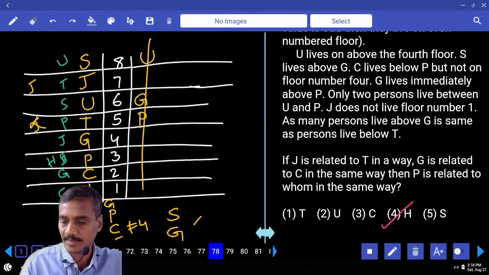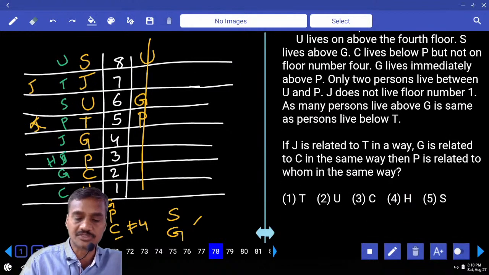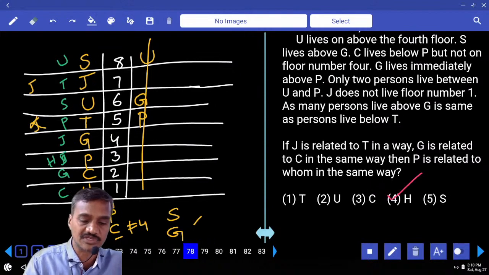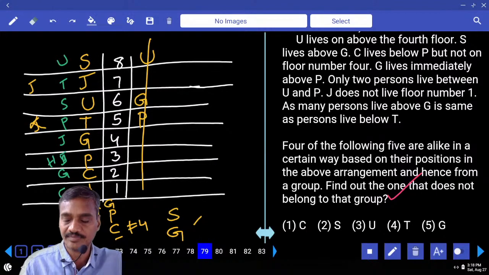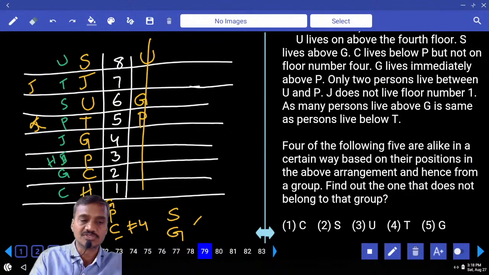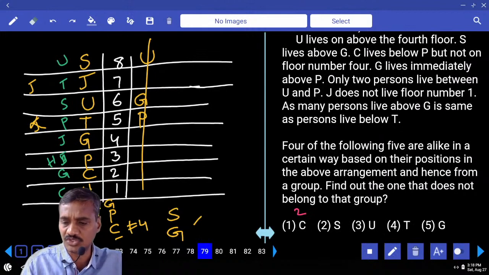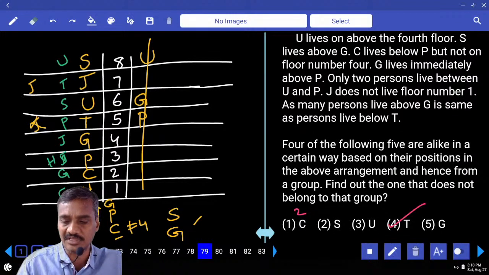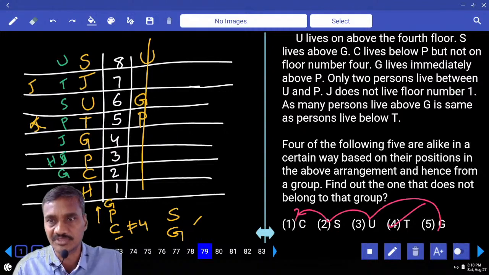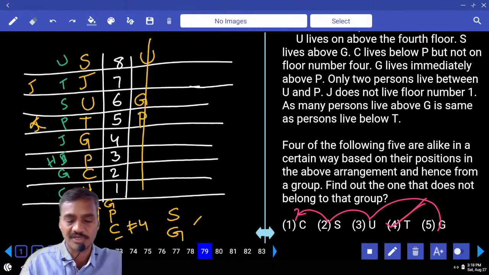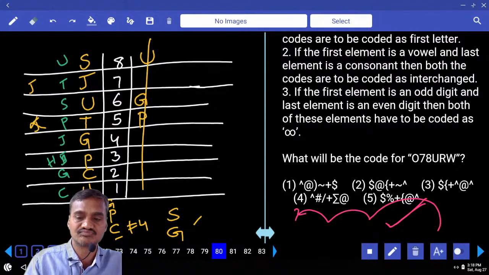Then 78. And if J is related to T, J is 2 floors above this T. G is 2 floors above C. And P is 2 floors above H. Above H, that is choice 4, question number 78. Then 79. 4 out of the following means odd one out. Now C is living on which floor? Second. S, C, S, U, T, and G. Now, except T, all the remaining are what? Even numbers. That means they are living on an even numbered floor. Now, T lives on an odd number floor. Hence, choice 4 is the odd one, 79.